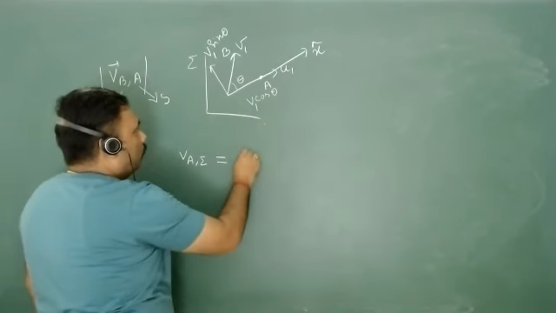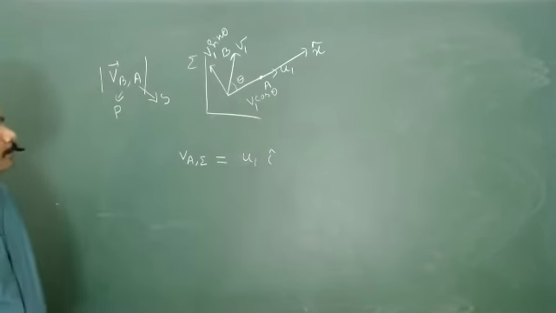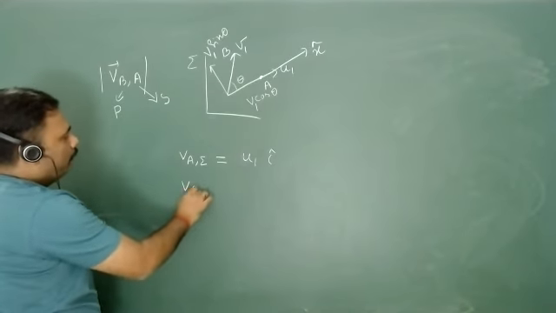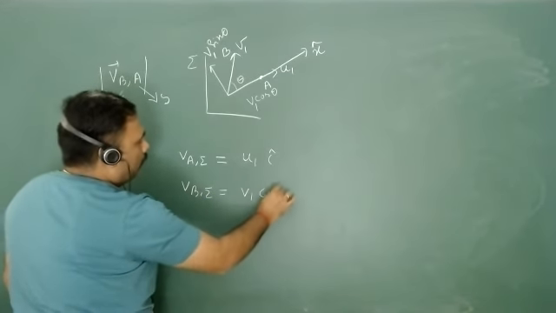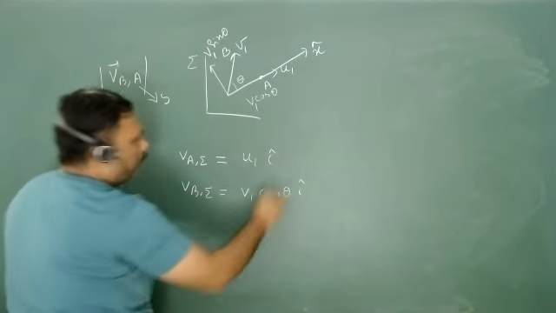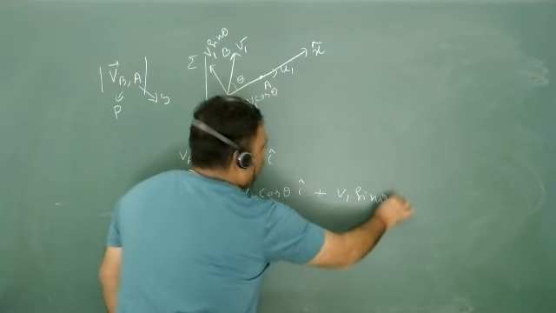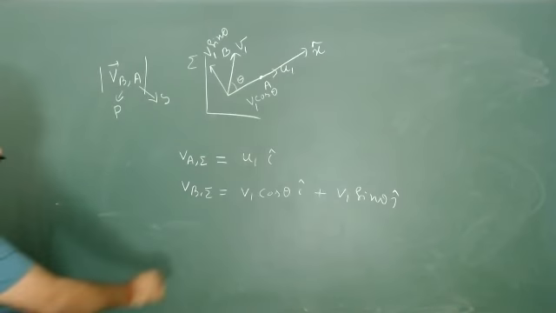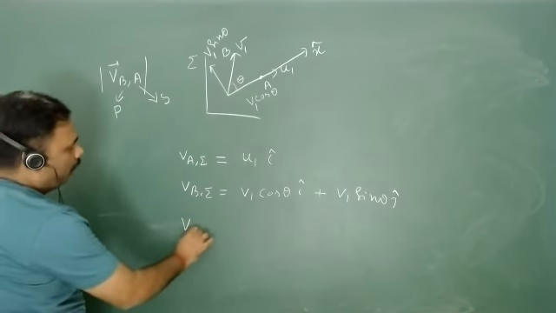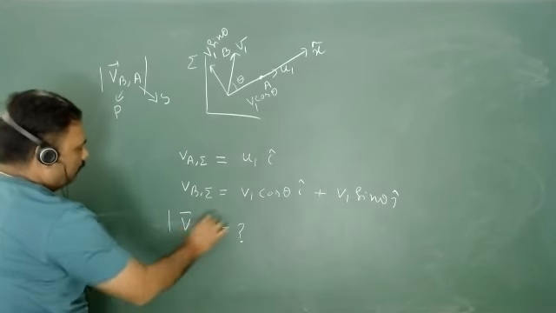and this is given as what? U1, and in which direction? I cap direction. Okay. And the velocity of B with respect to sigma is V1 cos theta in I cap direction plus V1 sin theta in J cap direction. And what do we have to do? We have to calculate the velocity of B with respect to A. We have to calculate it in terms of magnitude.